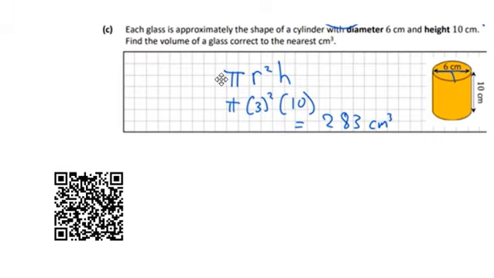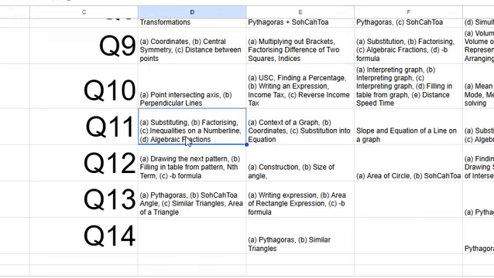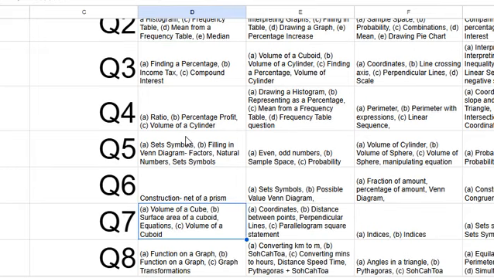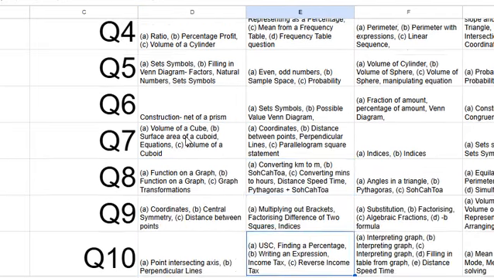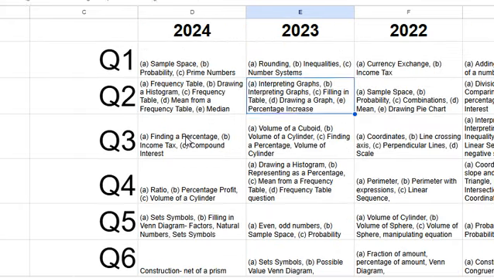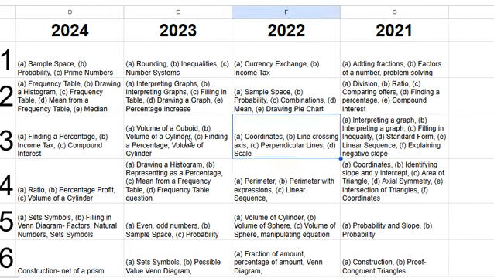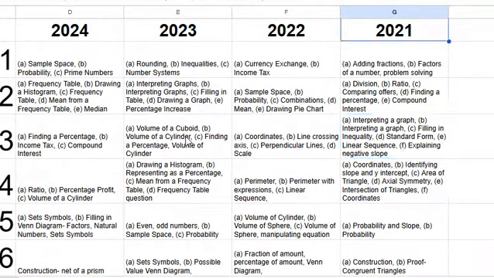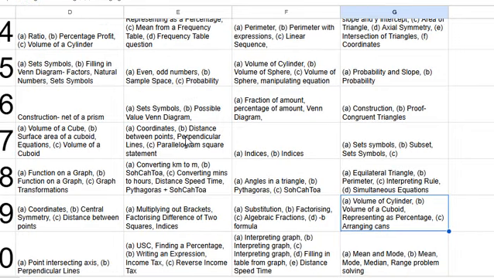This came up last year. Well, you'll see volume and surface area there. Yeah, in question 7 last year. Question 3 the year before. Question 5 the year before that, and yeah, question 9 then the year before that.